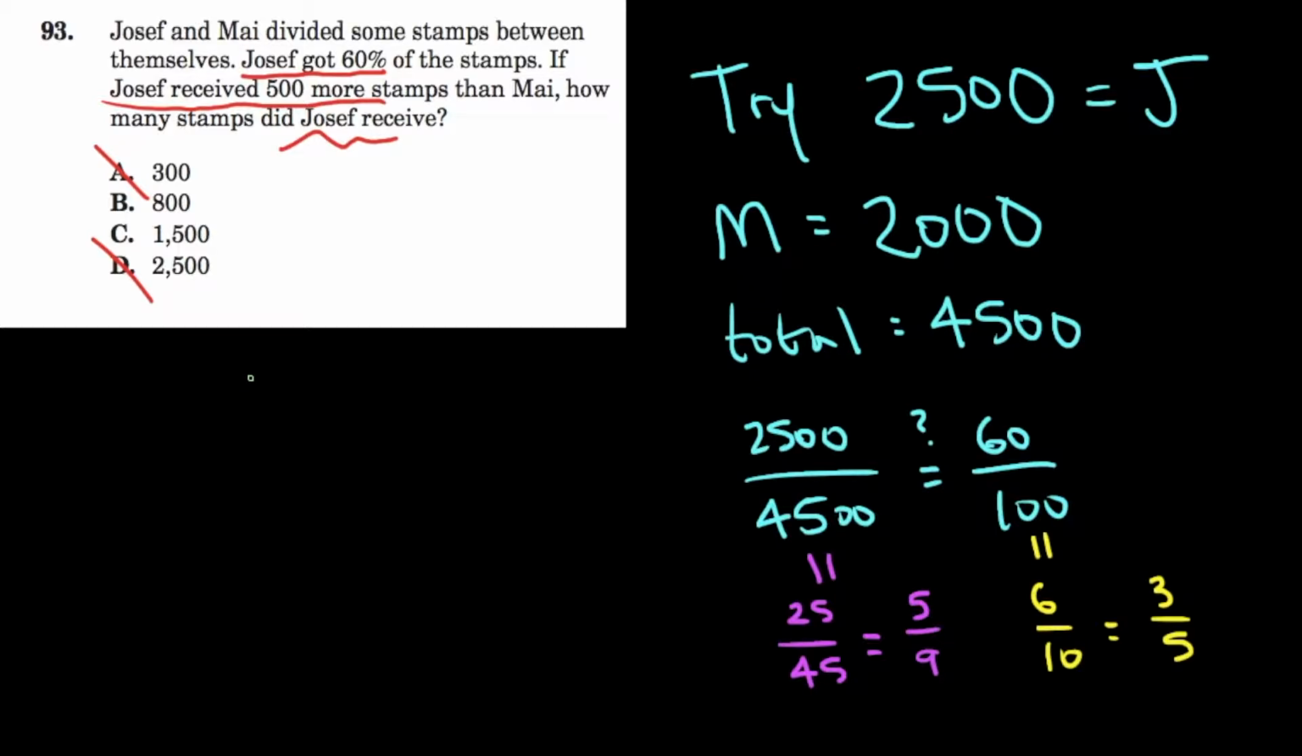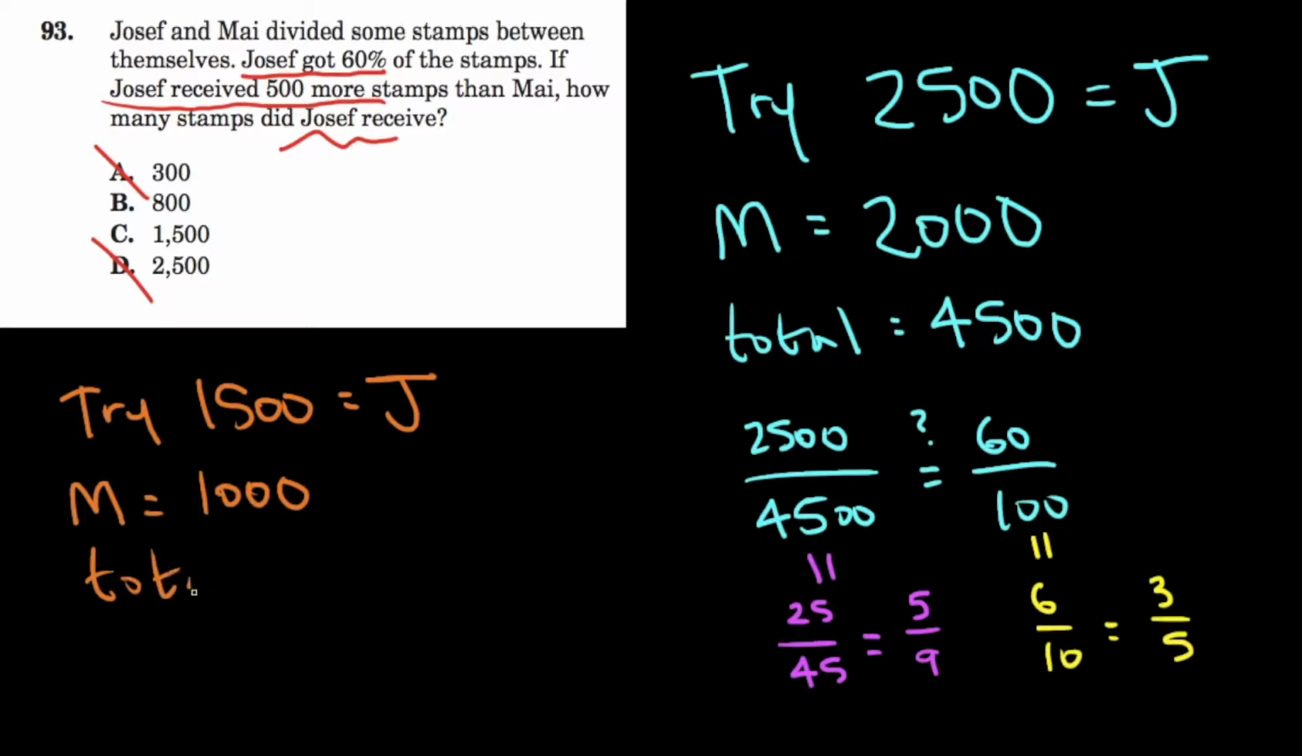Okay, so moving on to the next easiest answer to try. I'm going to try 1,500 next because of the same reason I tried 2,500. I think I'll deal with some nice round values if I choose that. So trying 1,500, I'm saying that's the value of J. M would be 500 less, so she would have 1,000 stamps. In that case, the total number of stamps is 2,500.